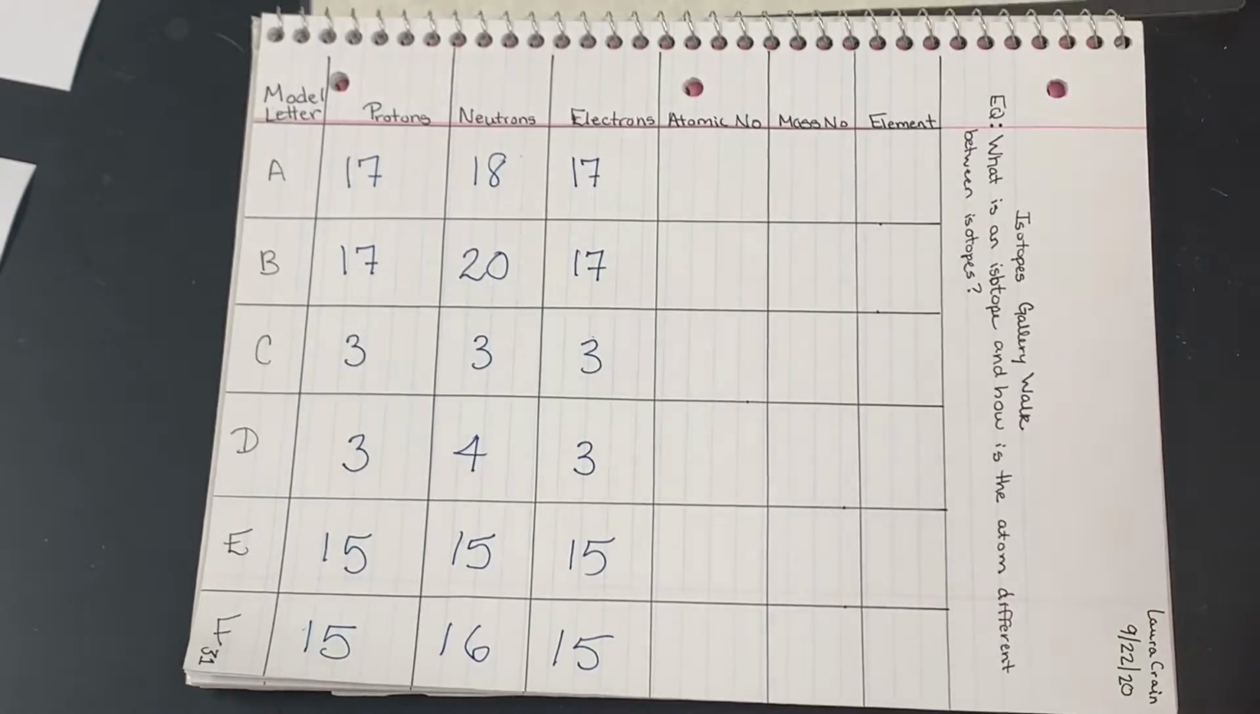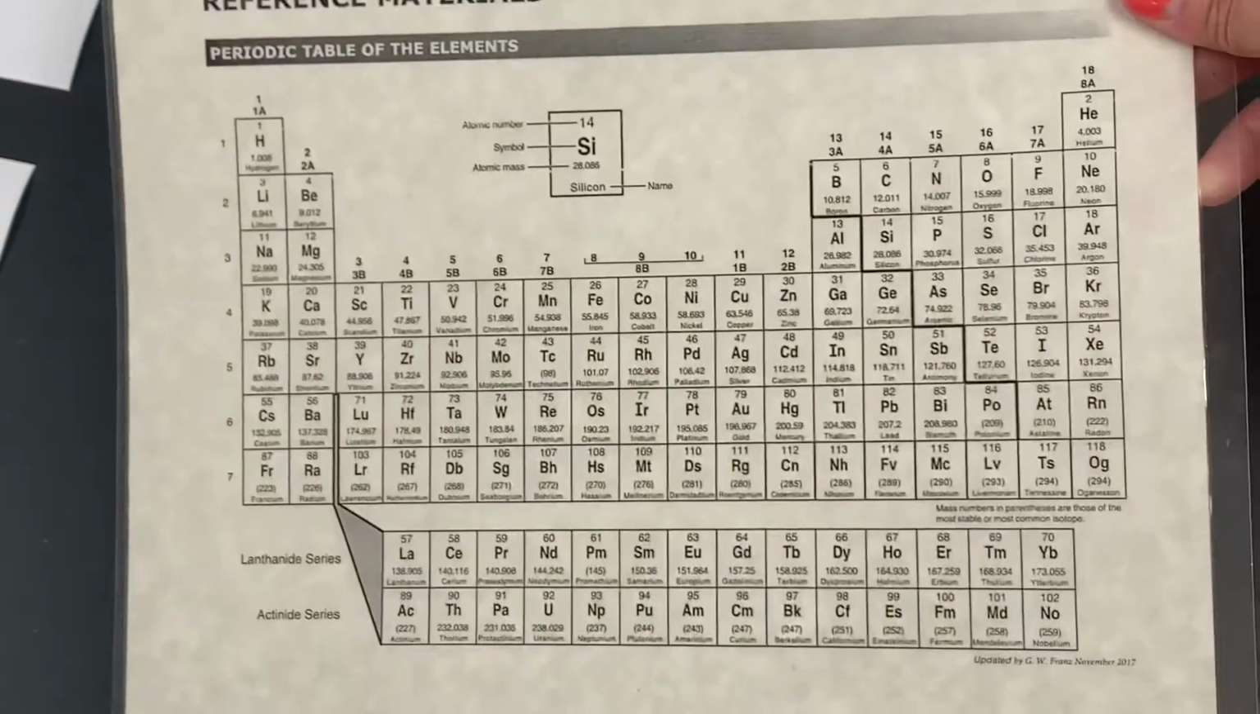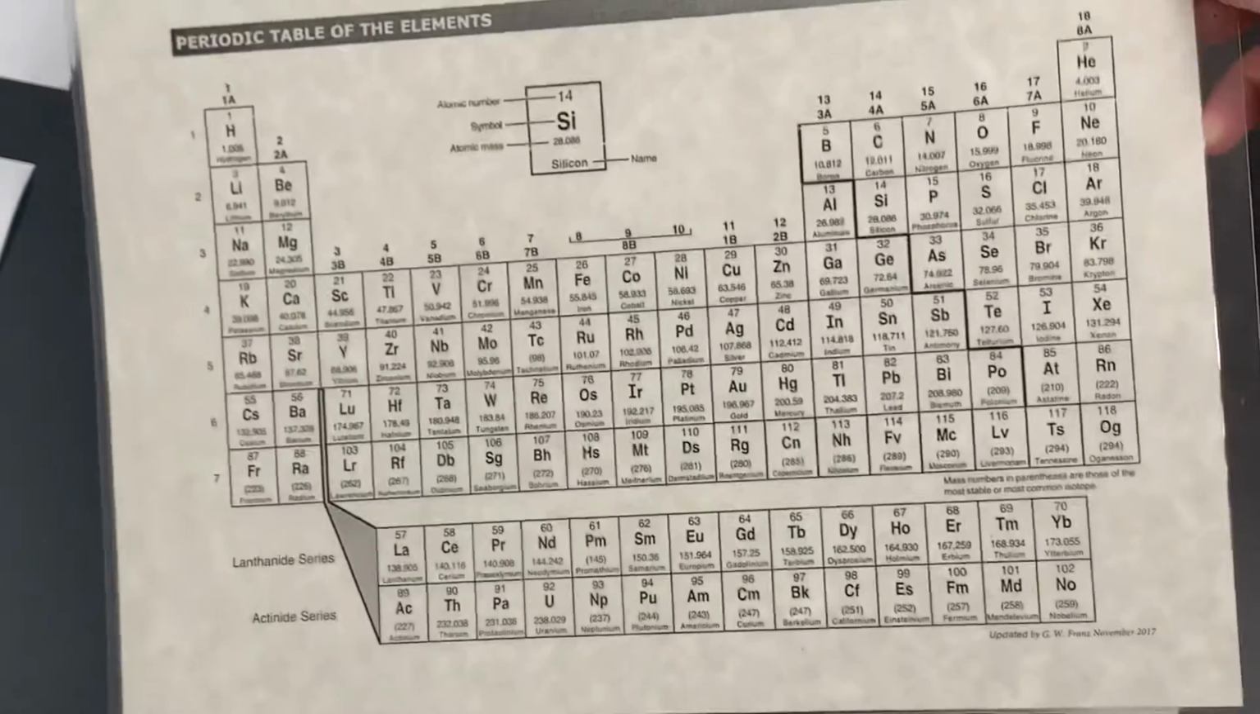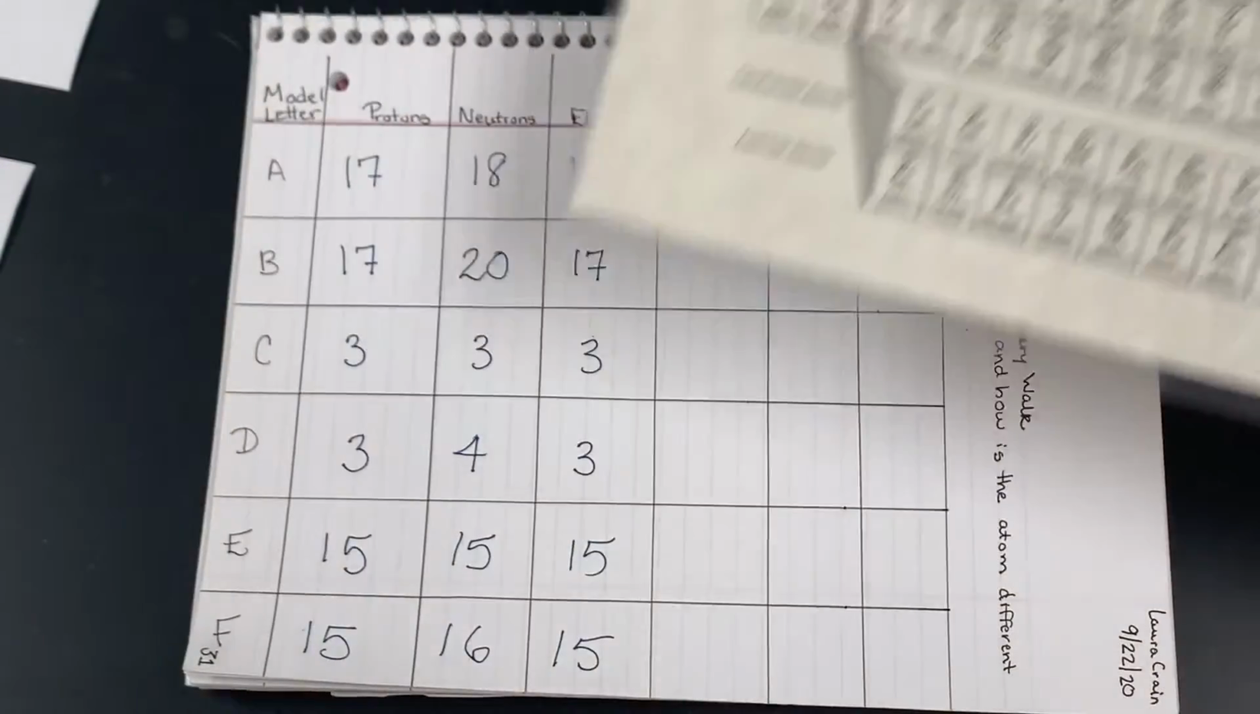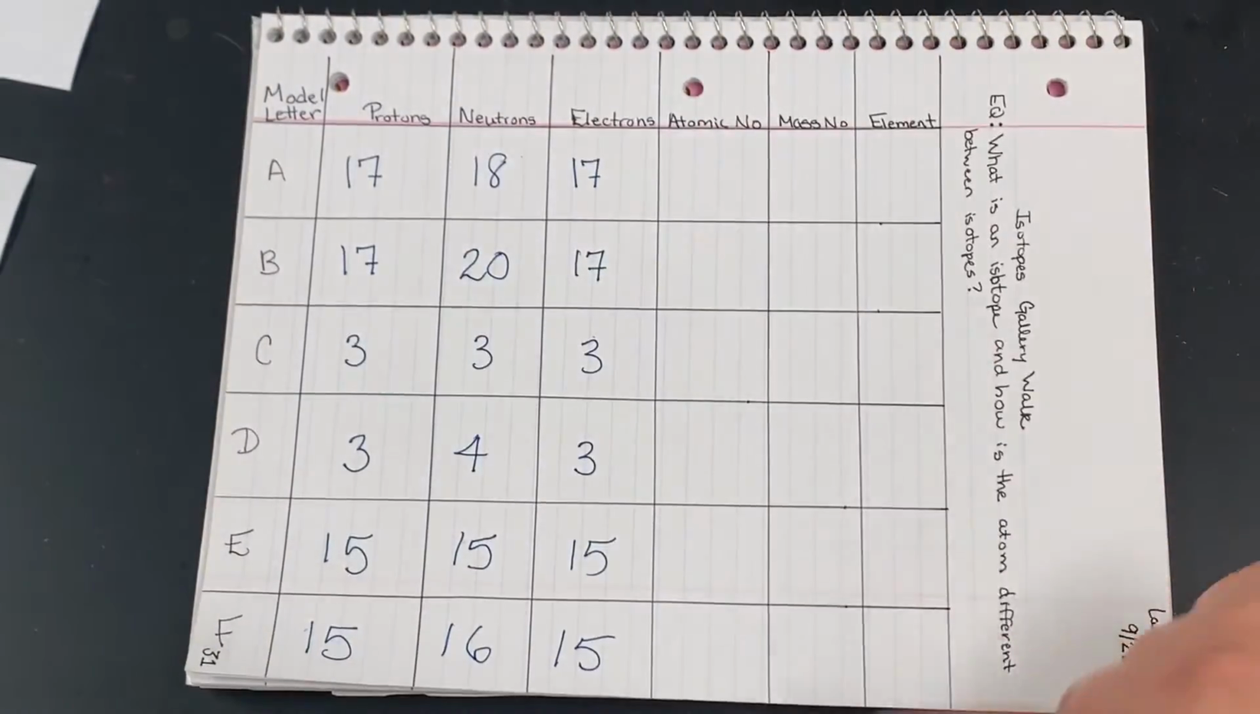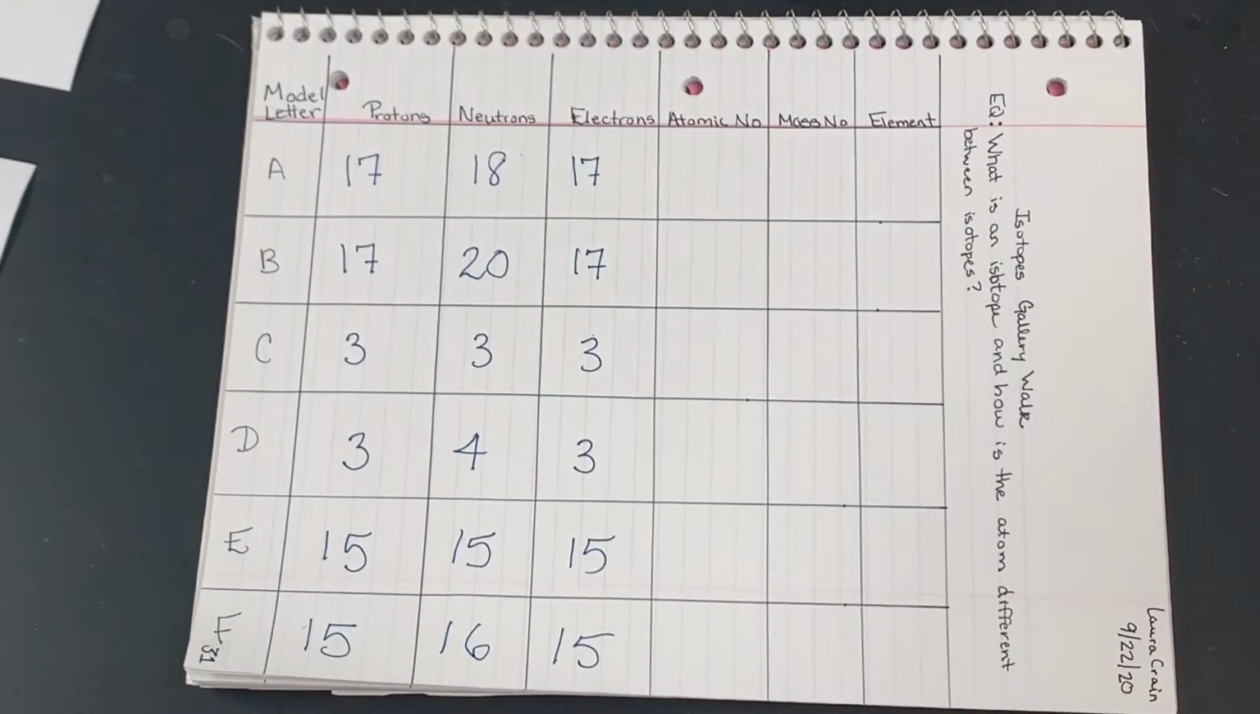And then finally, you're going to use your periodic table, which hopefully you have open in a second tab, and your atomic number to figure out what element each of these models represents.